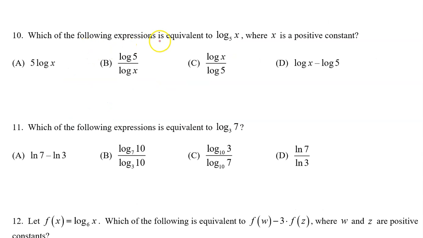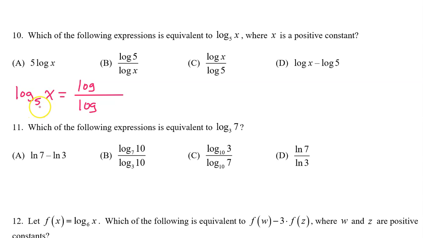Number 10, which of the following expressions is equivalent to log base 5 of x, where x is a positive constant? Log base 5 of x is such a basic logarithmic expression. The only way I can rewrite this is to use the change of base formula that says you can take a single log and rewrite it as the quotient of 2 logs. So I'm going to have a log in the numerator and a log in the denominator. I need to remember which goes in the numerator. Will it be the x in the top, or does the x go in the bottom? Where does the 5 go?